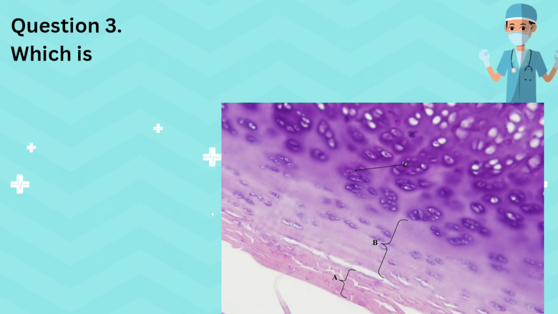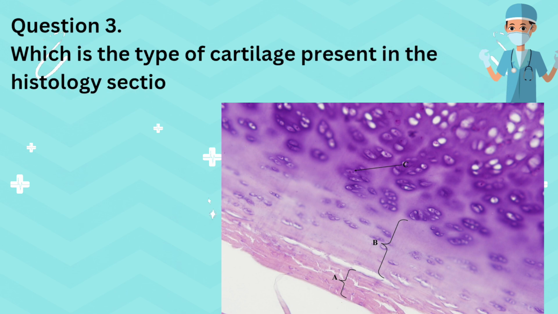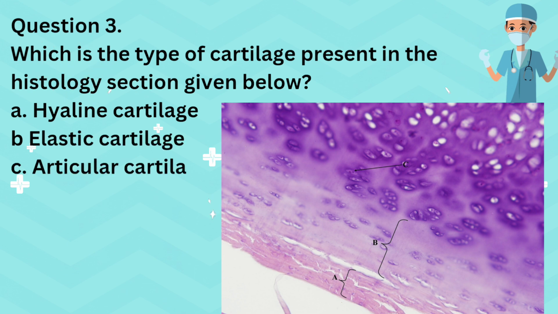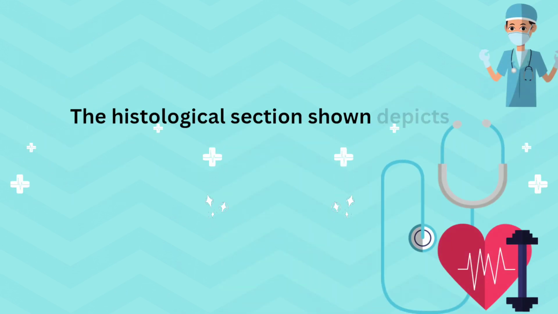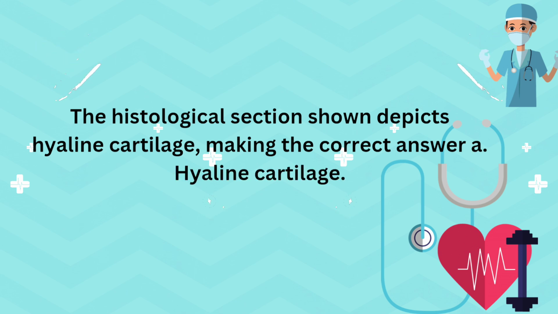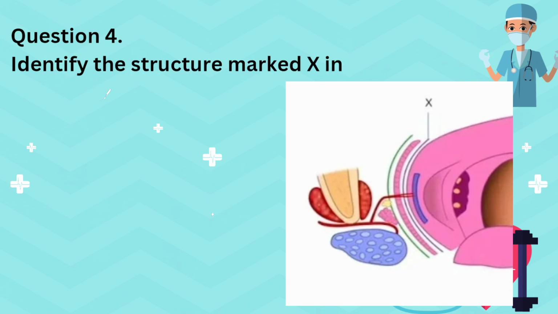Question 3. Which is the type of cartilage present in the histology section given below? A. Hyaline cartilage. B. Elastic cartilage. C. Articular cartilage. D. Fibrocartilage. The histological section shown depicts hyaline cartilage, making the correct answer A. Hyaline cartilage.